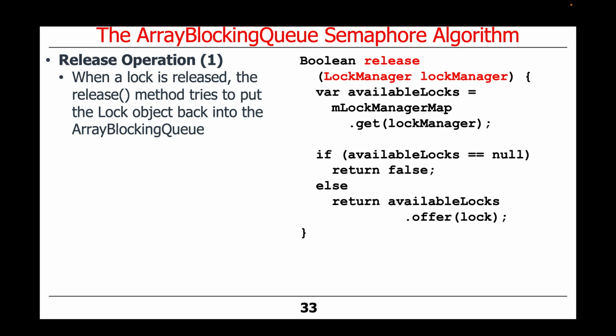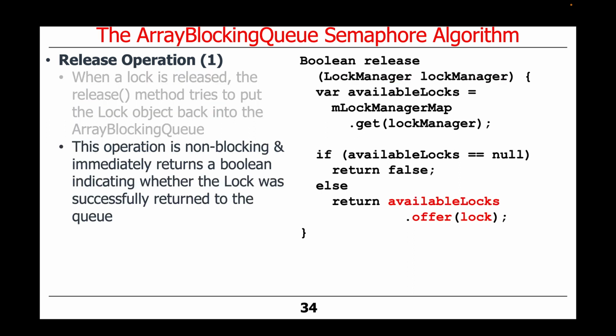There are two of them. The first one we're going to look at here is going to be called when a client wants to release a single lock. And the idea here is to put the lock object back into the ArrayBlockingQueue. What we're going to do, as you can see here, is call the offer method on the available locks ArrayBlockingQueue implementation that we fished out from the LockManager map, and have that automatically return the lock.